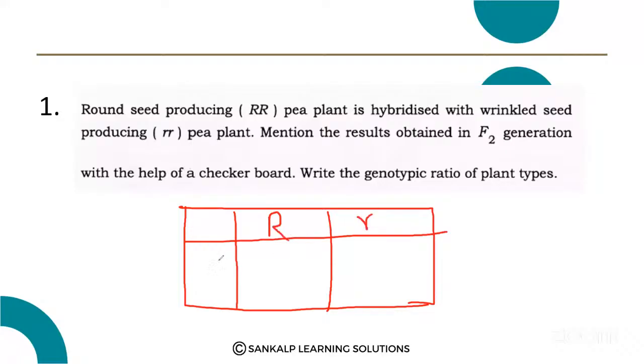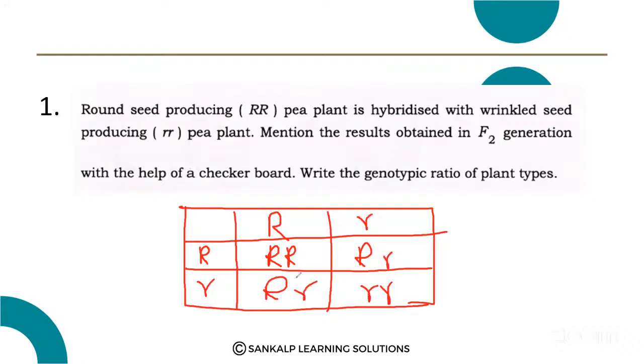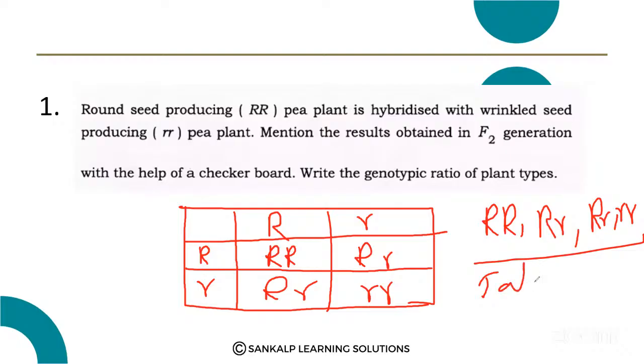Capital R, small r here, and capital R, small r here. So just add and write: capital R capital R, capital R small r, capital R small r, and small r small r. So these are round seed plants and one is the wrinkled seed plant.